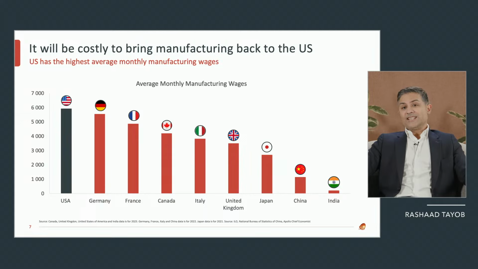And what you can see is that the US, at close to $6,000 a month in manufacturing wages, has the highest manufacturing wages of the world, which is not surprising since it is actually the richest country in the world. China, on the other hand, at around $1,000 a month, you're looking at a US wage which is 5 times the wage of China. So when you talk about looking to move manufacturing back into the US, it comes with a massive cost implication. But I think that's not the only issue.